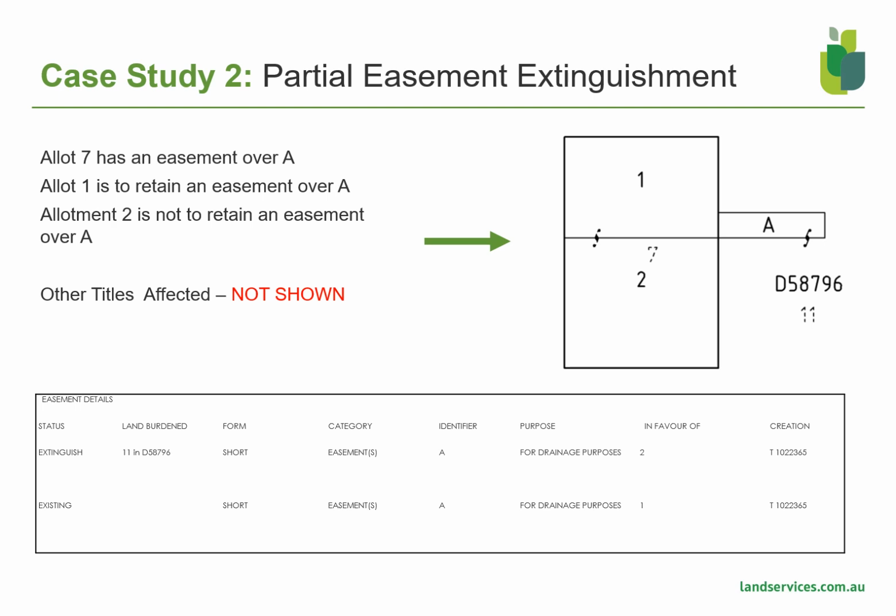As you can see in the easement notes below the diagram, there is an extinguishment of easement A for allotment 2, and allotment 1 retains the existing easement.